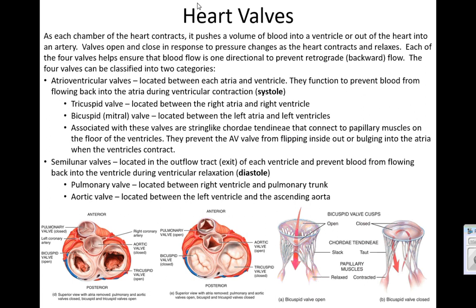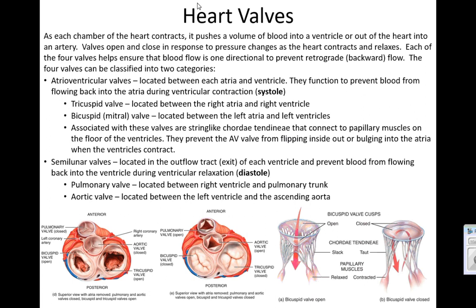This is because of the chordae tendineae, which are little string-like tendons attached to little muscles called papillary muscles on the floor of the ventricles. If you've taken anatomy, which every single one of you has, you've gotten to see this, or you will get to see this in lab when we dissect the heart, which will be coming up.